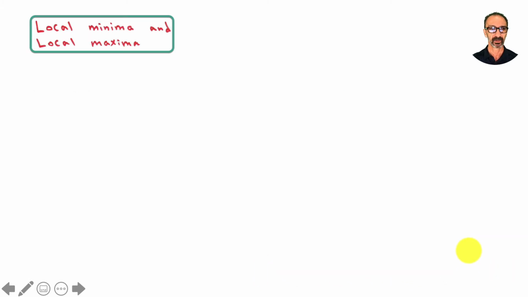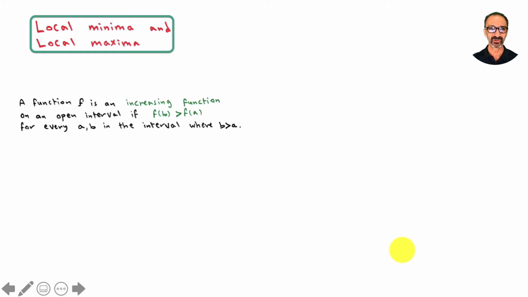What's a local minima and a local maxima? A function f is an increasing function on an open interval if f of b is greater than f of a for every a, b in the interval where b is greater than a. That means b is greater than a, like 7 and 5, going from 5 to 7. So 7 is higher. f of 7 would be greater than f of 5. As you go to the right, your values are increasing.